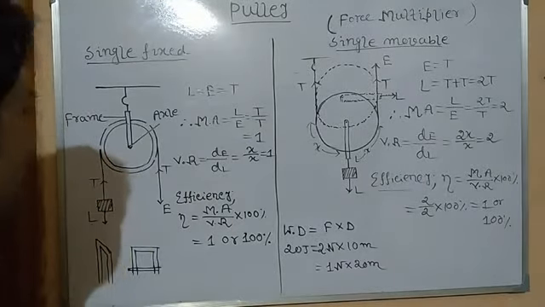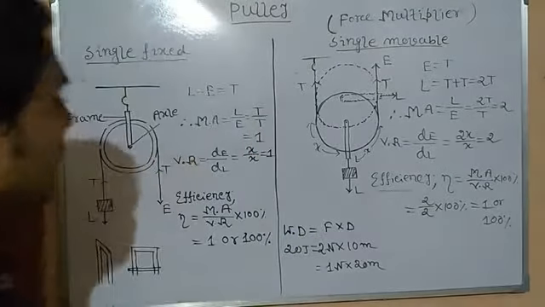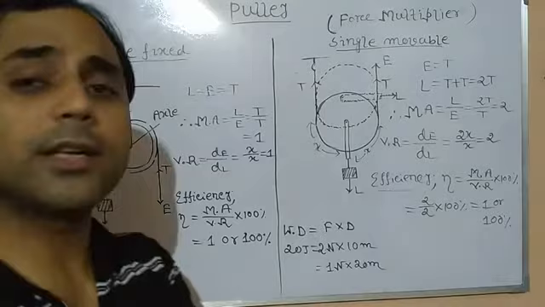Now mechanical advantage, we all know, is equal to load by effort, so T by T equals 1. So here the mechanical advantage equals 1. So what does it mean?